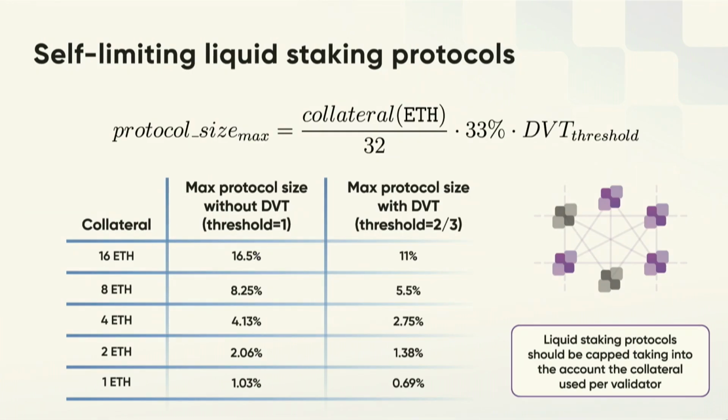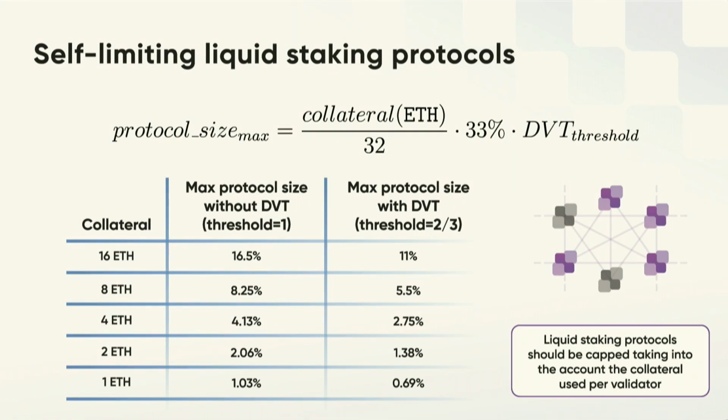So we can basically do a rough estimation of what protocol size we could consider secure and what the cost of attacking Ethereum would be. You can take the amount of collateral divided by the ether being deposited, and how much it would cost to perform this 33% attack based on the DVT threshold.